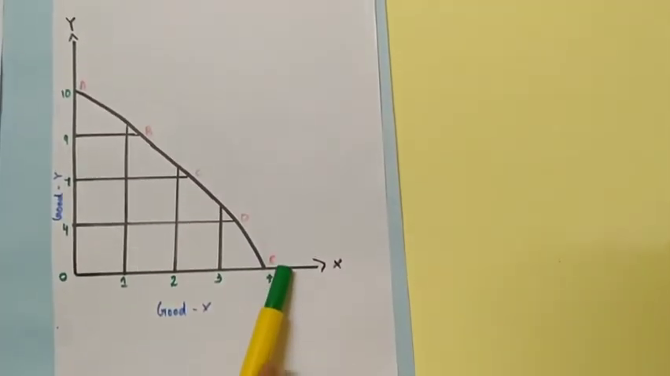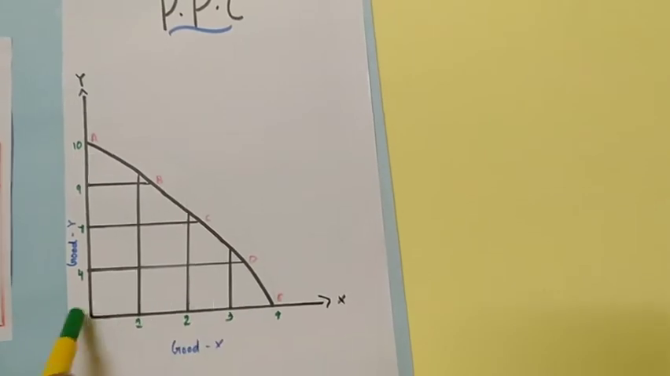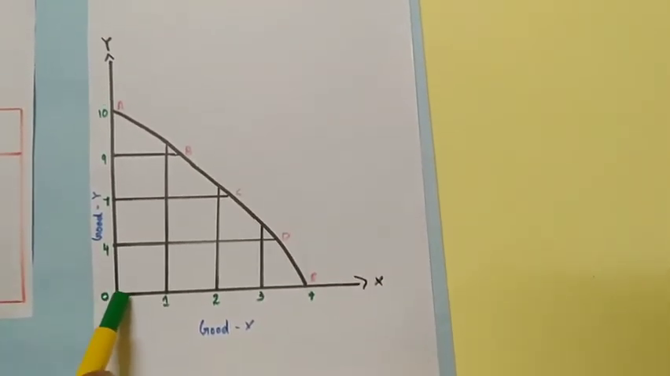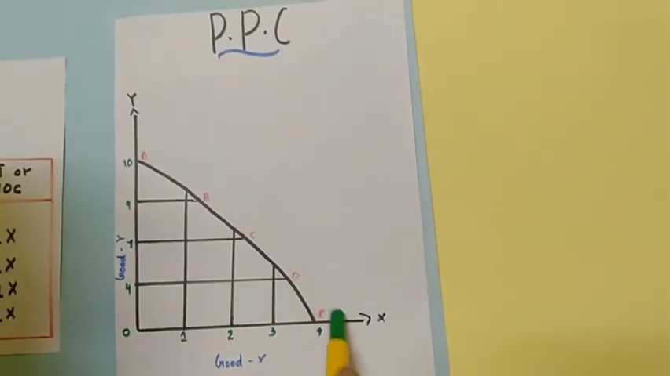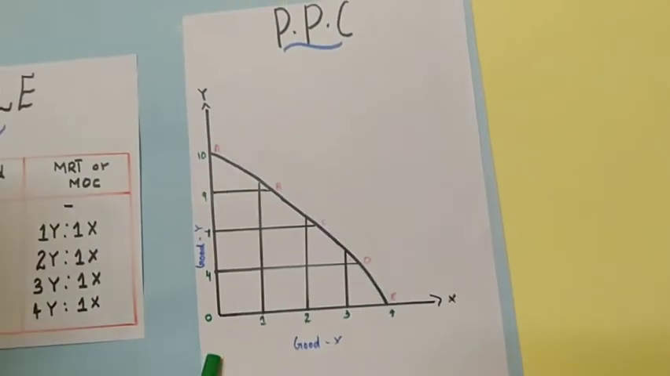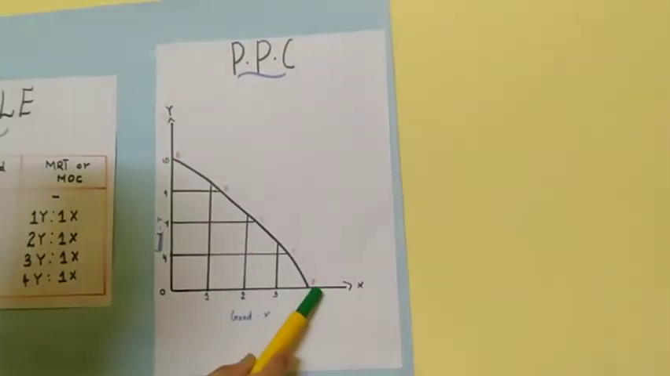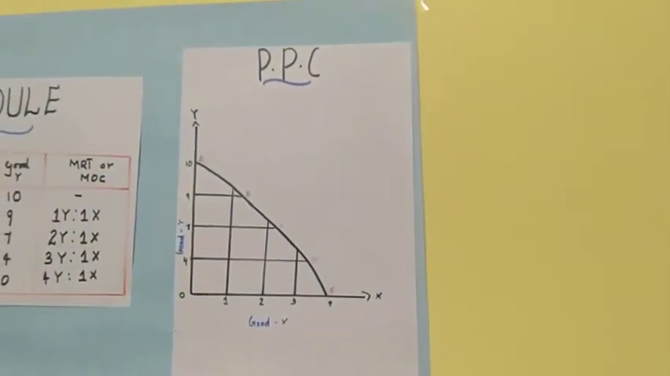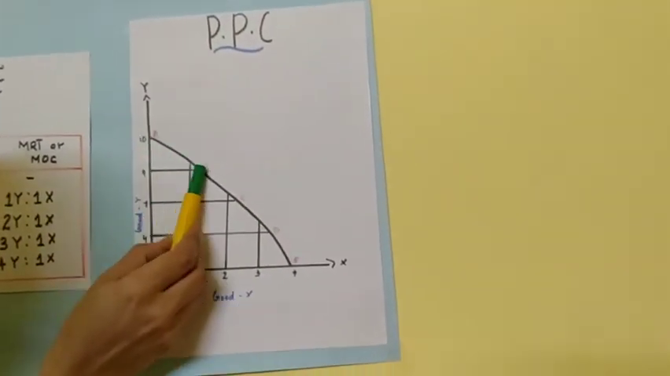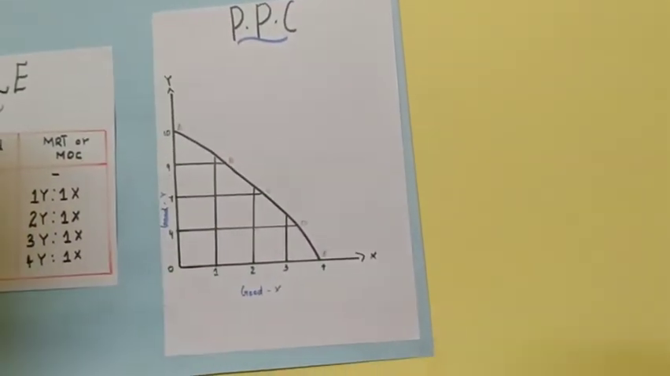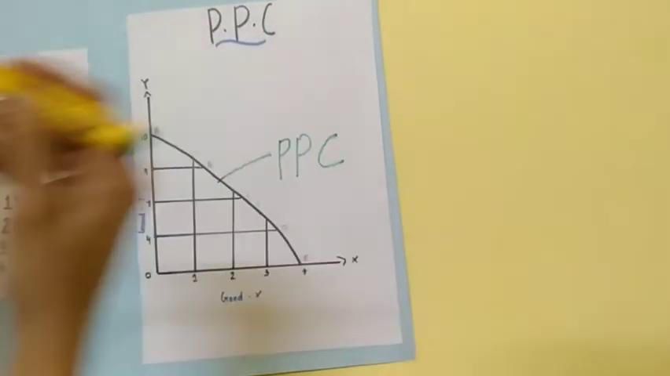The whole available resources are utilized for the production of x, and we are producing 4 units. What about y? Nothing. There is no production of y. The full production of y is sacrificed for the production of x, 4 units of x. When we join these combinations, the locus of these points is what is called a curve. We are getting a curve. When we join these combinations, this is what is called the PP curve, production possibility curve.